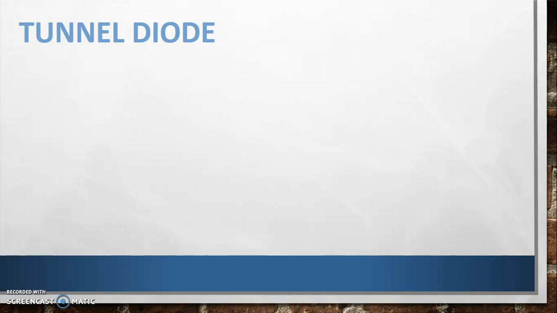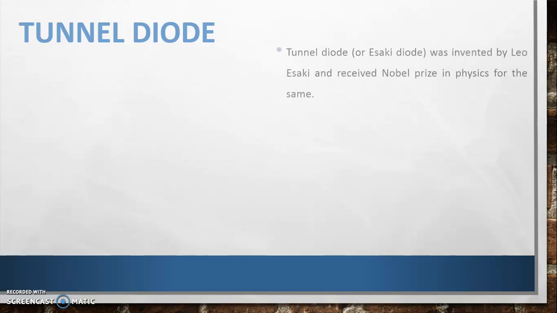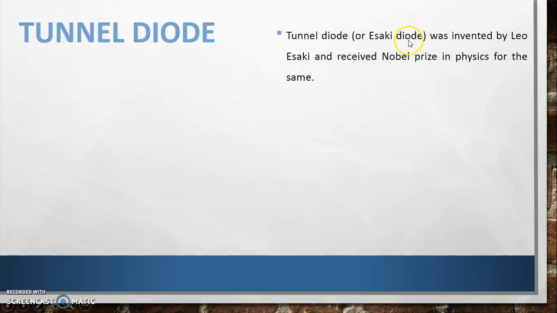Now we'll see what happens in the tunnel diode. First, let's see the basic information about the tunnel diode. The tunnel diode is also known as the Esaki diode. It was invented by Leo Esaki, who received the Nobel Prize in physics for the same work. So again I'm repeating, the tunnel diode was invented by a scientist named Leo Esaki, and for his work he got a Nobel Prize.